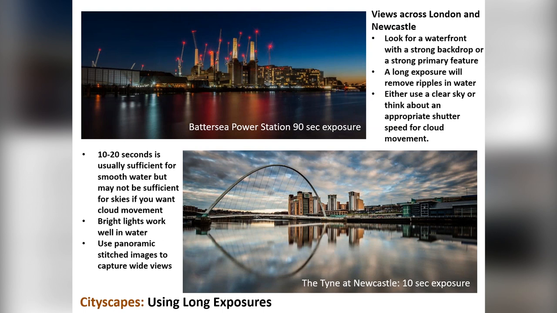So longer exposures. A couple of examples here. Primarily to blur the water with these, not the sky. As you can tell, one is actually under clear sky, the one at the Battersea power station. But primarily to get rid of the ripples on the water, it's generally a much, much better effect than a choppy water effect.